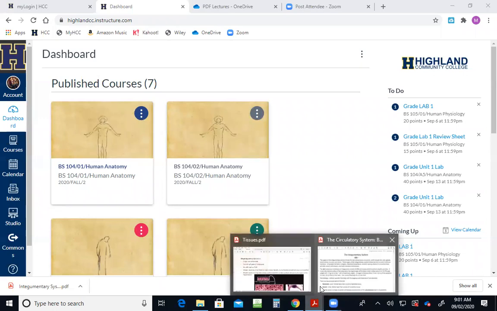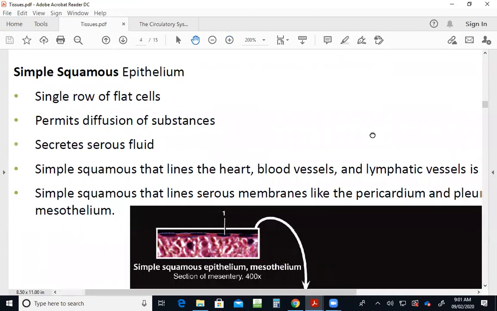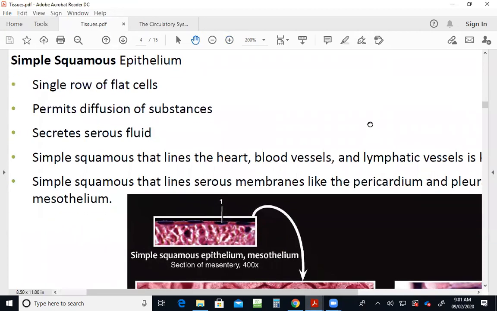All right. If there aren't any questions on anything, we'll just pick up where we left off on Monday, talking about epithelial tissue of the human body.